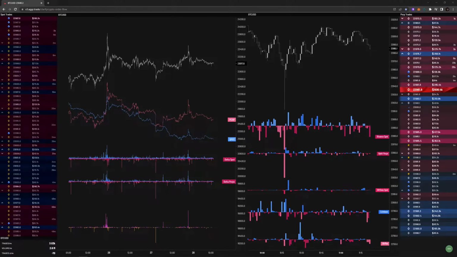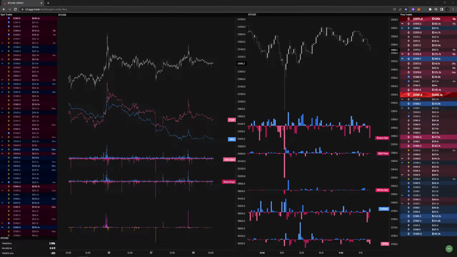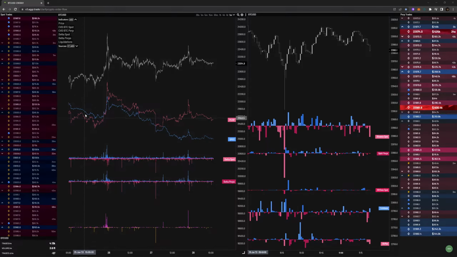If you want to make consistent returns in crypto, you need to understand order flow. The best tool to see and understand the order flow is AGGR Trade v3. Now, what is AGGR Trade v3? In this software, there is all the data from different exchanges aggregated into one single chart, so you have a good overview of the whole order flow of the whole market.